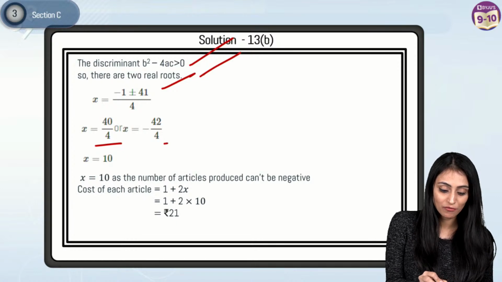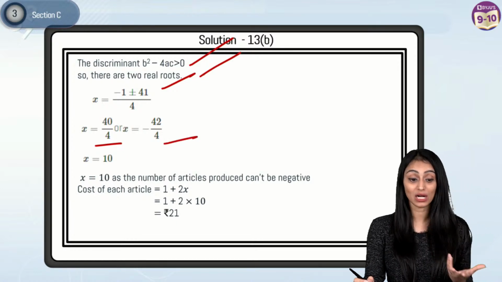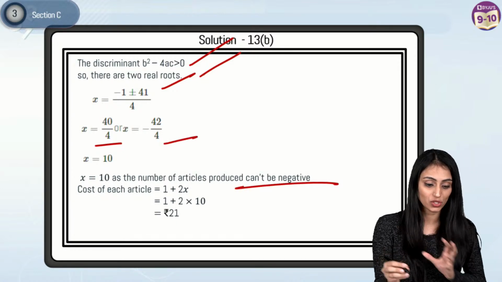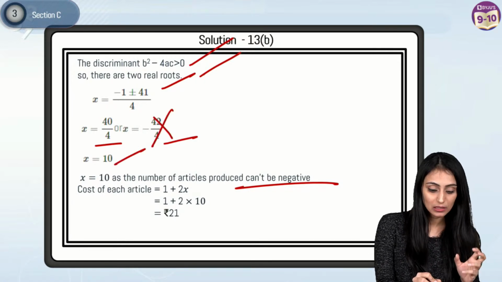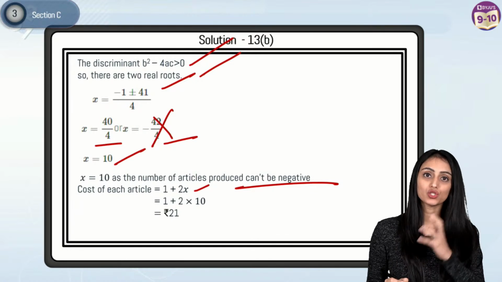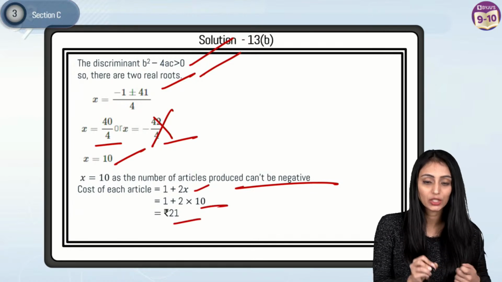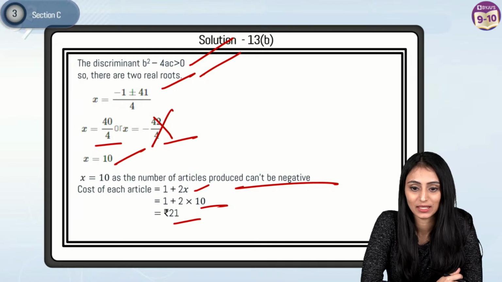So x would be 40 by 4 or minus 42 by 4. X is the number of articles, so it cannot be negative. You have to mention this statement: we are neglecting this value. X would be 10. So these are the number of articles, and the cost of each article is 1 plus 2x according to the question. Let's put it here. You get rupees 21. Yes.